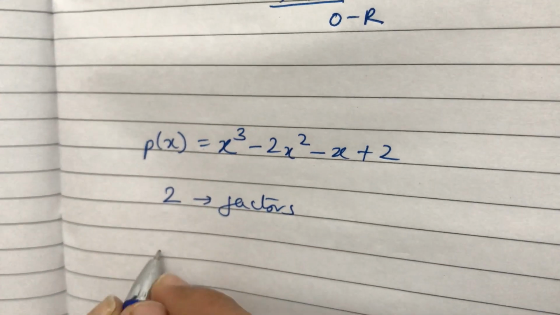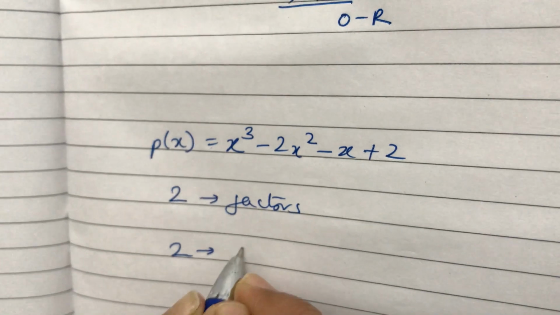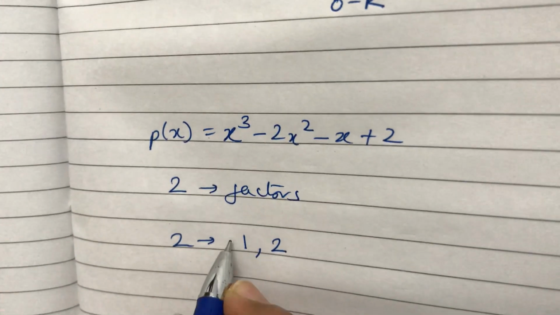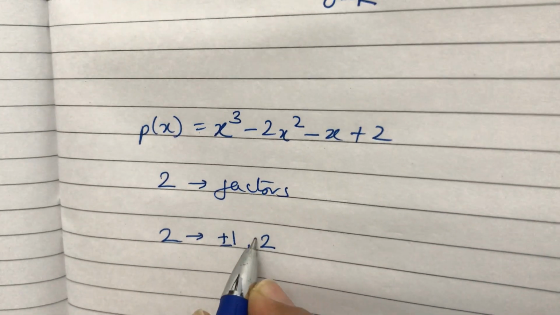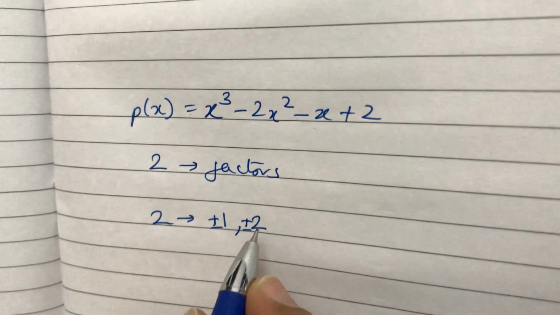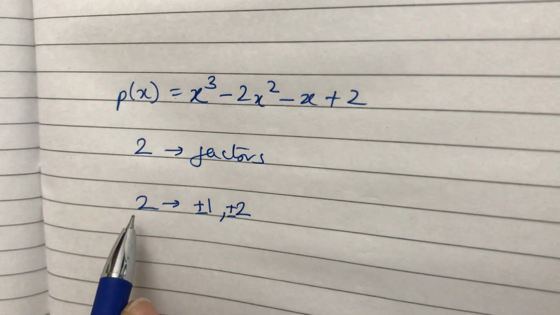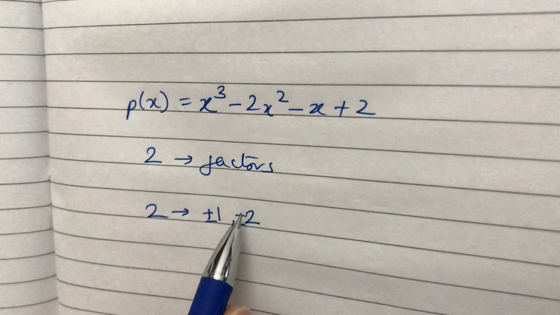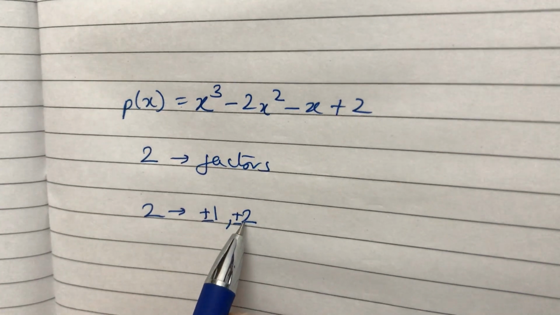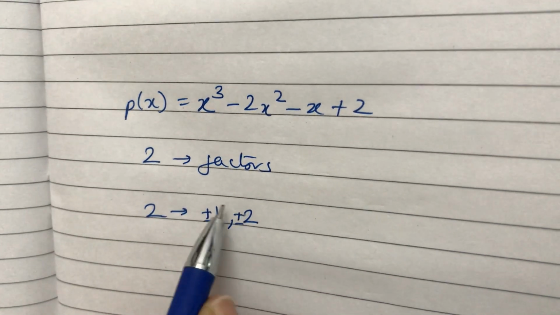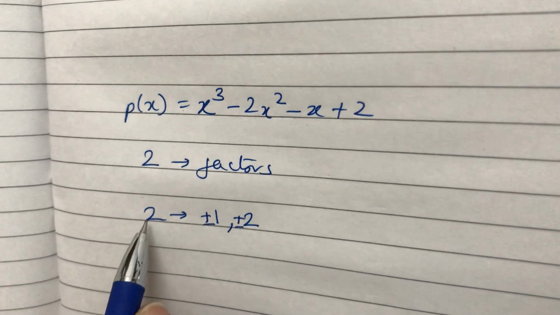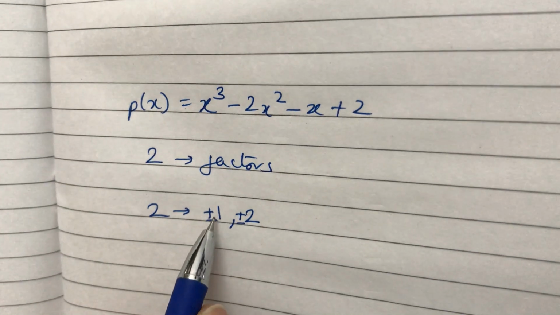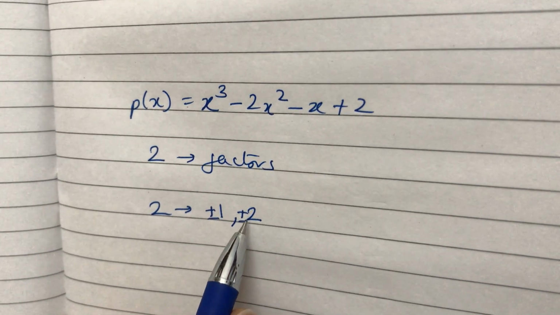2. Now the factors of 2 are 1 and 2. But in this case, we write it as plus minus 1 and plus minus 2. Now why do we do this? Because 2 is divisible by plus 1. In that case, the quotient becomes plus 2. Similarly, if you are dividing it by plus 2, you're getting plus 1. But 2 was also divisible by minus 1. In that case, if you divided 2 by minus 1, you get minus 2.